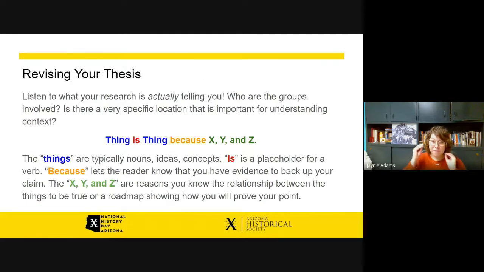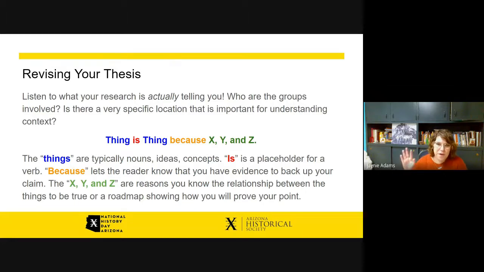So now that we have those kind of questions floating around in our head, we're going to talk about how to actually revise your thesis statement. Listen to what your research is actually telling you. Who are the groups involved? Is there a very specific location that is important for understanding the historical context? Are we only hearing the perspectives of some people or certain people? How does that change the way that the story is told?